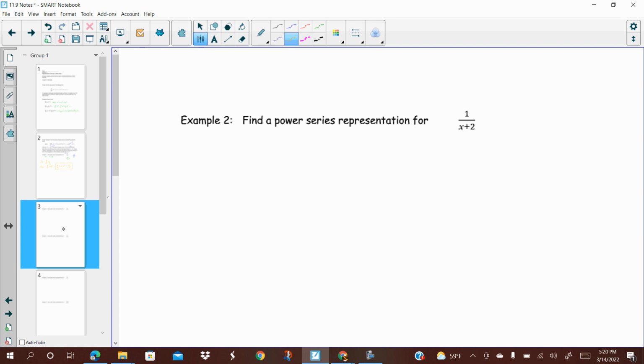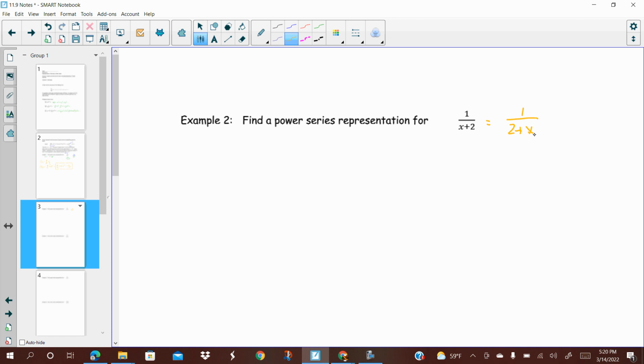All right, let's find a power series representation for 1 over x plus 2. Again, the general idea is we're trying to get it into a form that is 1 over 1 minus x, or something like that form. So I can start by simply rewriting this as 1 over 2 plus x. I just basically shifted the x to the right in the denominator, so I have the x in the right spot. But I really need that denominator to be a 1, not a 2.